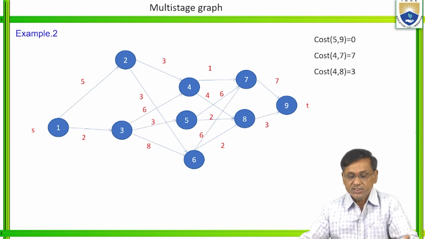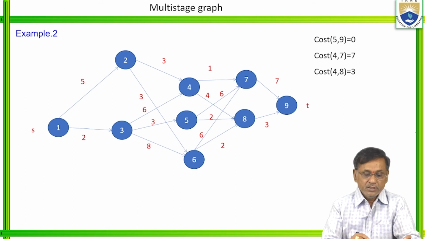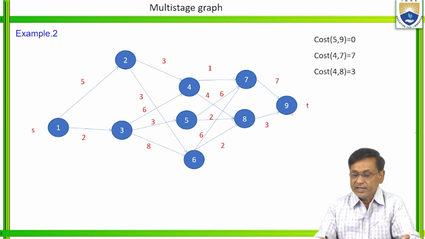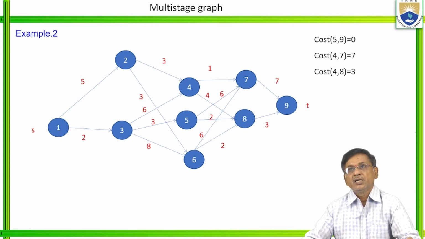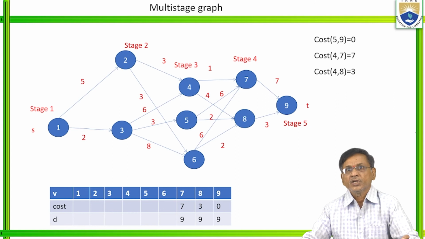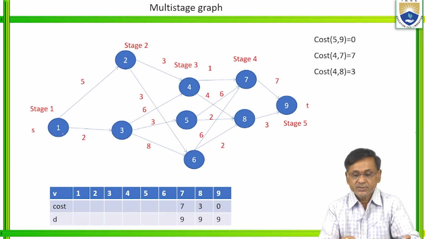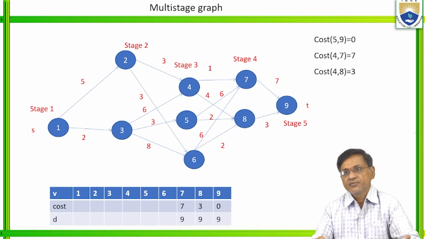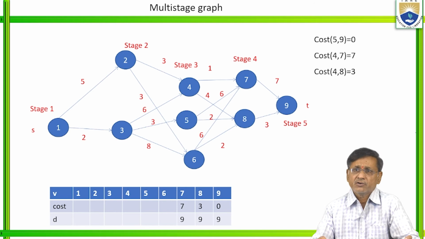Example 2. So this is another problem. Here the first one is the source, the 9th one is the sink. Now again these 9 vertices are divided into 5 stages: stage 1, stage 2, stage 3, stage 4 and stage 5. Again we have to find out the cost by using the forward approach.